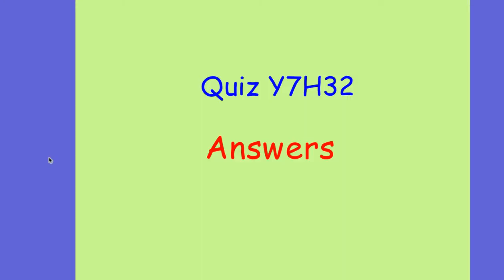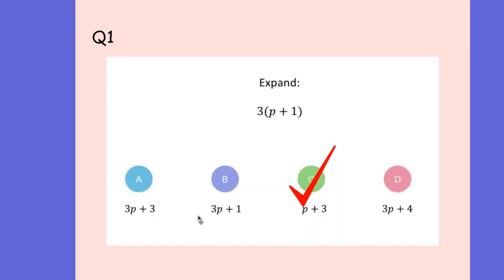Okay, I'm going to run through the answers. If you want to pause and rewind and have a look at one of the questions again, now's your chance to do so. Question number 1. If I'd expanded that bracket, I'd have got 3p plus 3, so the correct answer was A.